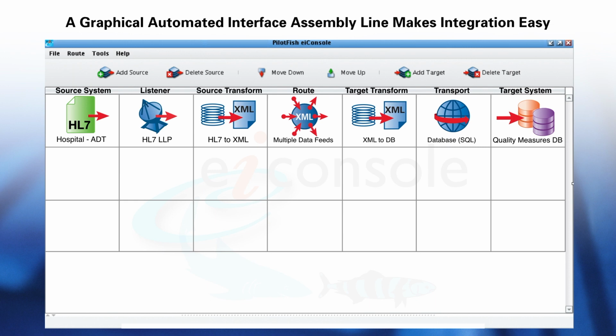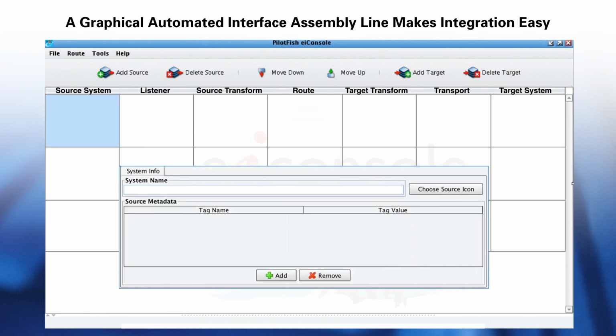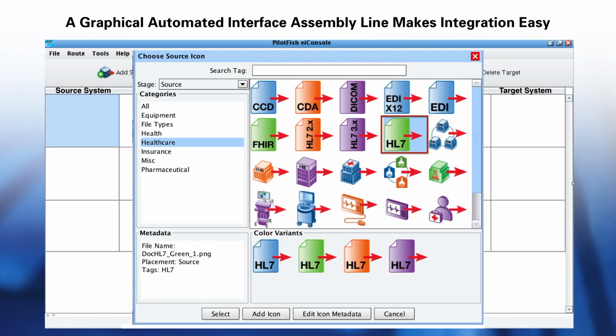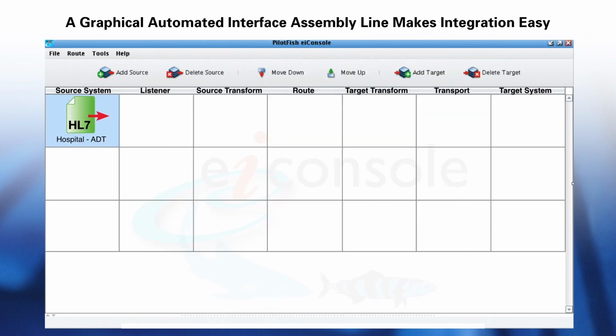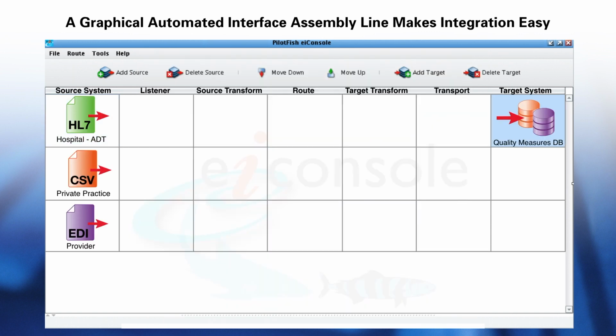The process starts by configuring your source and target systems. You label your source for easy reference later. In the source system stage, users can select from a library of built-in icons or load in their own. Add as many sources as you like in the same manner. In the target stage, users can select an icon and label it as well. You can also add as many target systems as you like. Now, let's take a look at how the assembly line works.